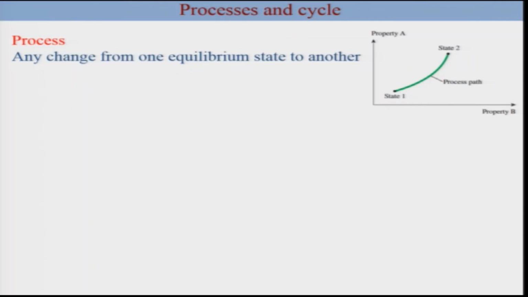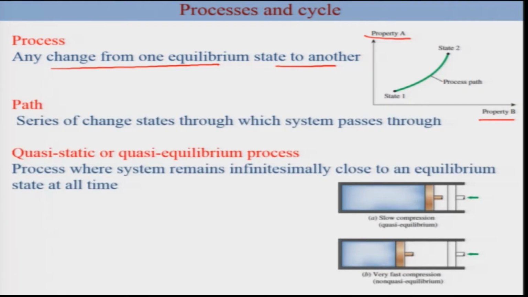Now, let me just quickly go through the process also. A process basically is nothing but any change from one equilibrium state to another state. For example, state 1 to state 2 along this green line is nothing but a process. This is drawn on a property A versus property B graph. This is called a process diagram. The path here is basically a series of these dots which are equilibrium points.